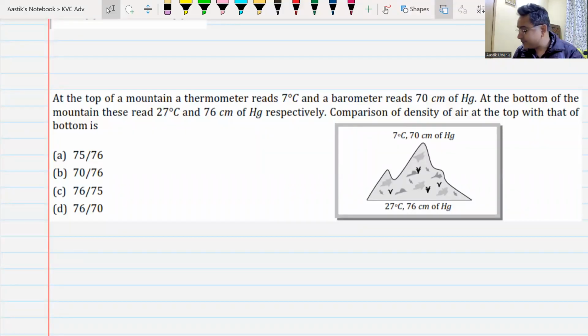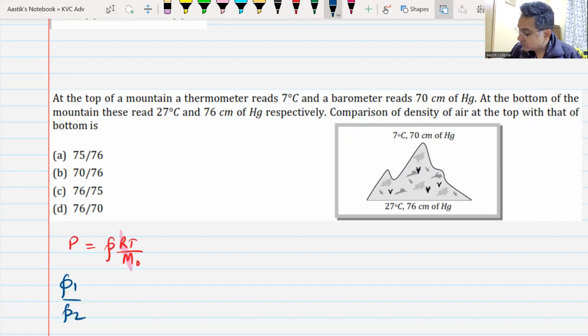And that is correct. Remember, here we had to use the equation P is equal to rho RT by M naught. Molecular mass of air is constant, R is constant. So P is equal to rho RT by M, or I can write rho 1 by rho 2 will be equal to P1 by T1 into T2 by P2. Yes or no? Just put the values, get the answer.